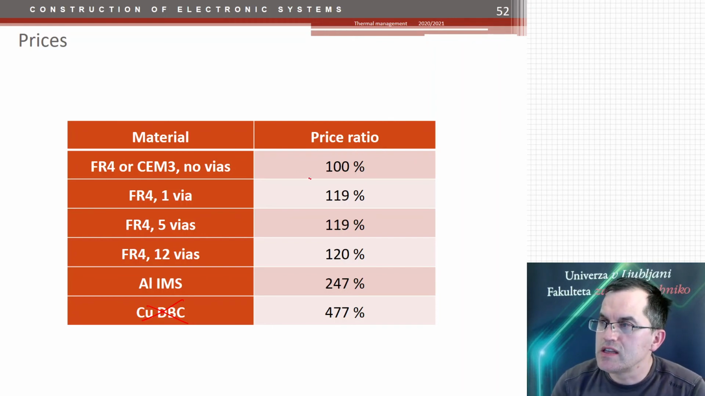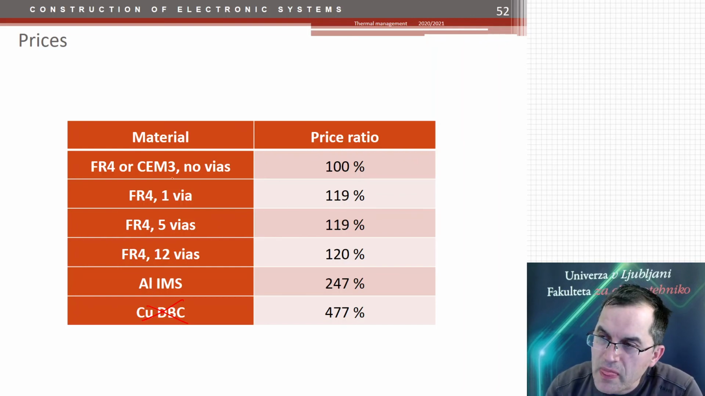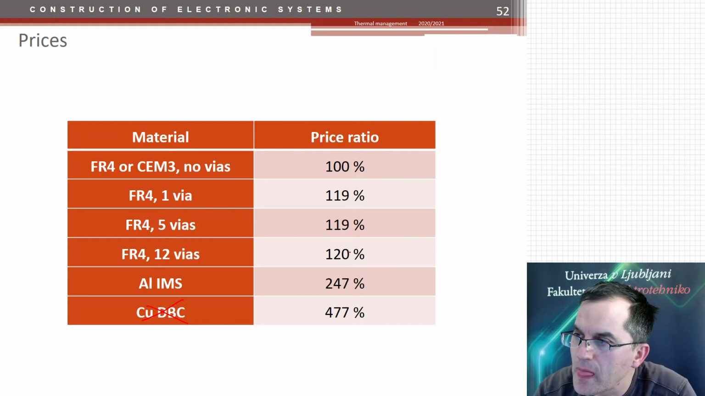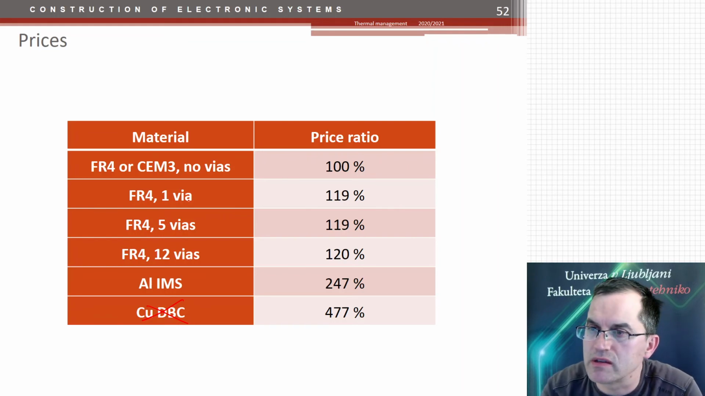All right, so you see that adding a single metallized wire would increase the price of the PCB a lot, well, not that a lot, but still, because a single wire means another metallization process. But then if you add 5 or 12 or whatever wires, it doesn't change much. The aluminum IMS, on the other hand, is much more expensive. So that's the reason why they are trying to keep within the standard FR4 material.